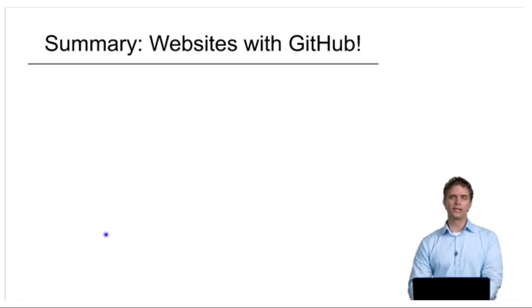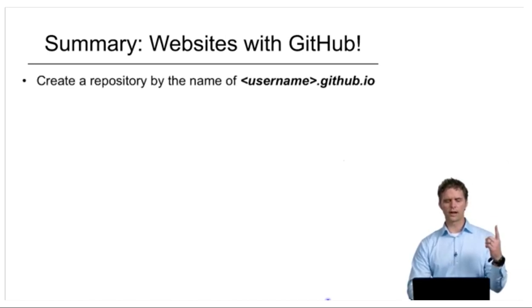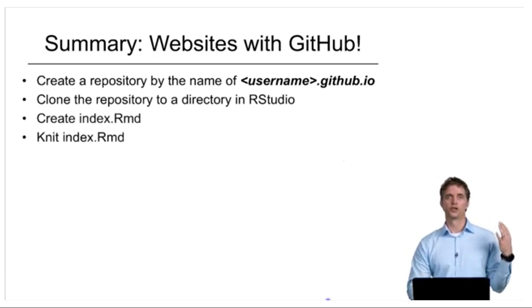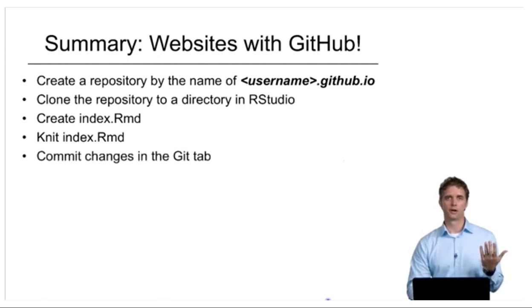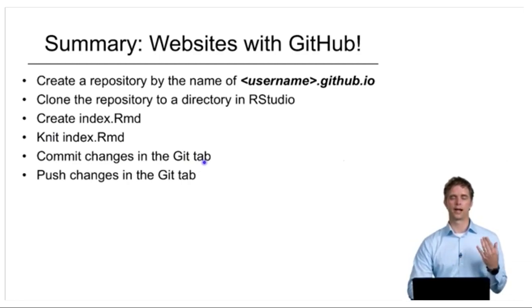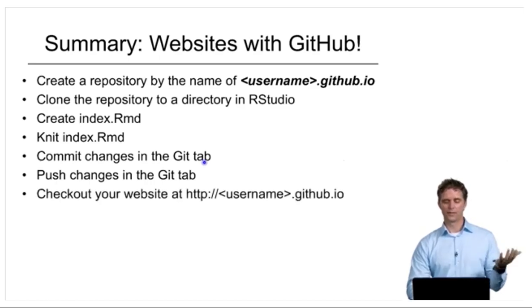So, summary, what do we need to do? If you're trying to do this on your own, which you'll need to do for live session, you're going to create a repository by this name. So just a little review. Then you're going to clone that repository to a directory in RStudio. Then you're going to create an index.rmd, and then you're going to knit that index.rmd to get the HTML file. So then you're going to commit the changes in the Git tab. At this point, I didn't put that in there, but knit index.rmd is going to give you that HTML file. You're going to commit those changes in that Git tab, and then push the changes in the Git tab up to the cloud, to the GitHub.io repository, and then you can check it out.